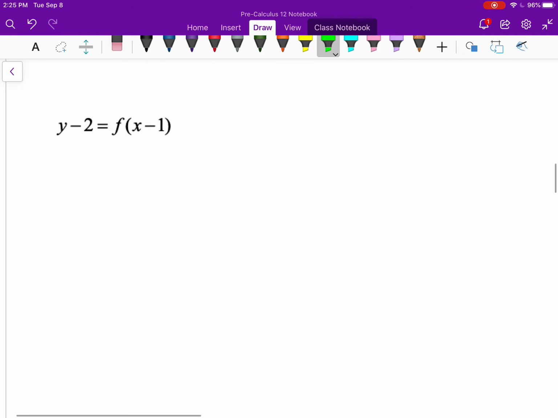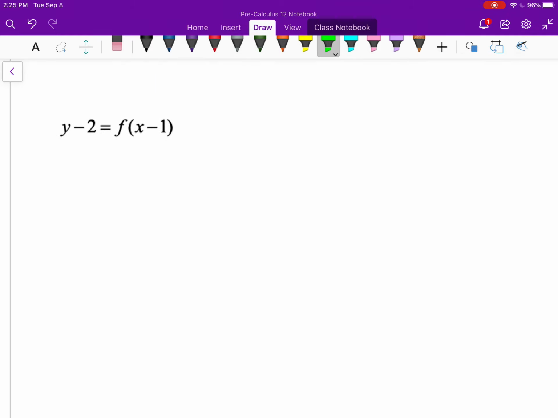Lastly, same idea here. I want to first express these transformations in words. What I'd like to do first is actually add 2 to both sides to rewrite my equation in a more convenient form. And so for this, I'm going to write it as f of x minus 1 plus 2. Equivalent equation to what I had before, but it's in a more convenient sort of form. So now I can see these transformations more clearly.